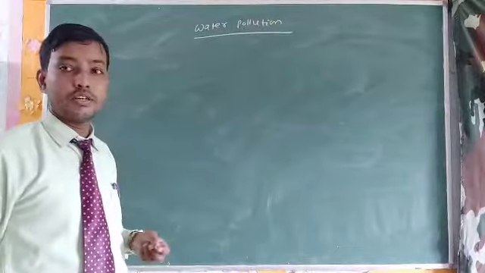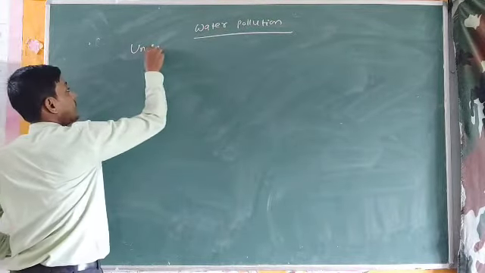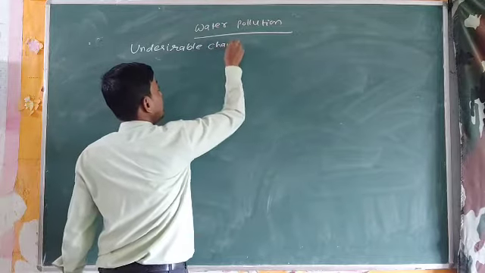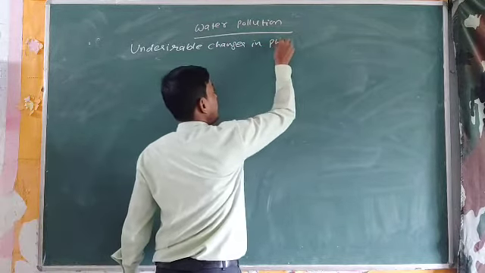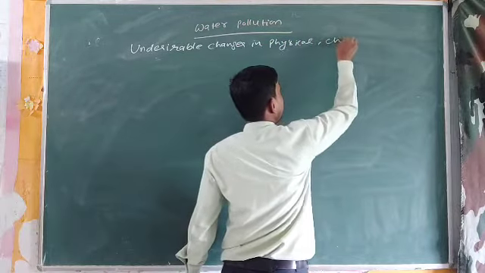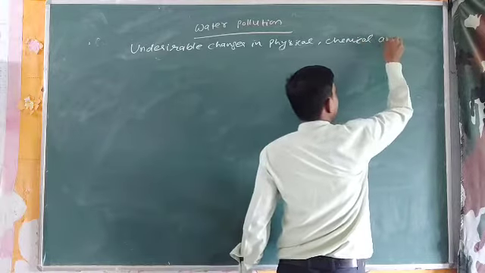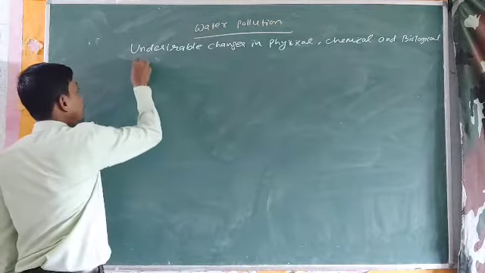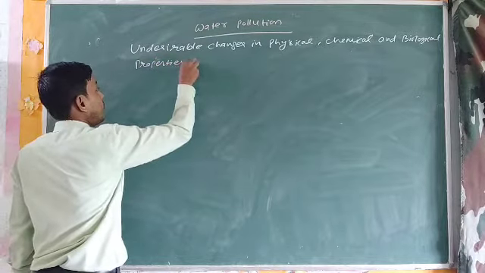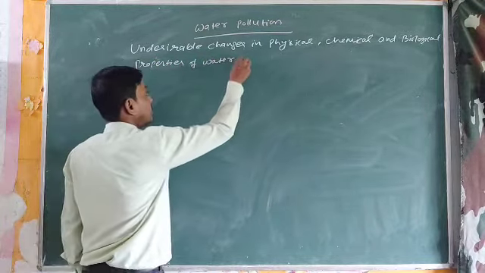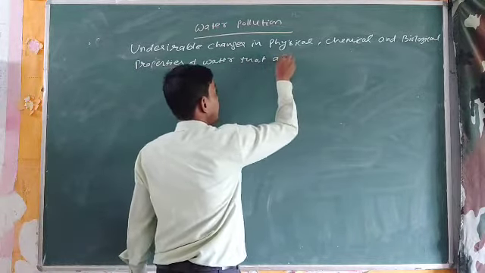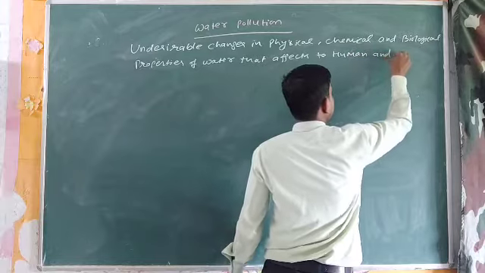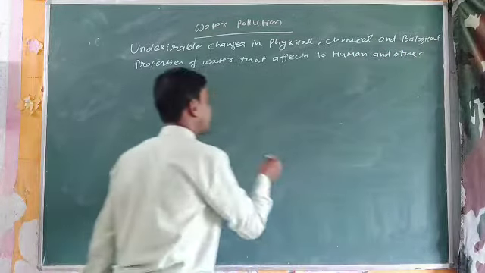Now the water pollution. Water pollution may be defined as the undesirable changes in physical, chemical and biological properties of water that affect human and other organisms.